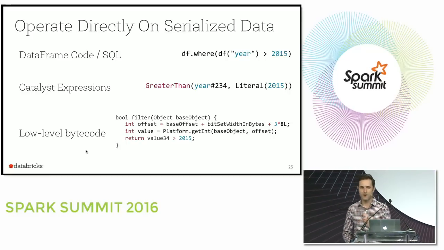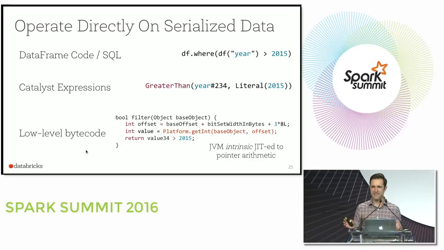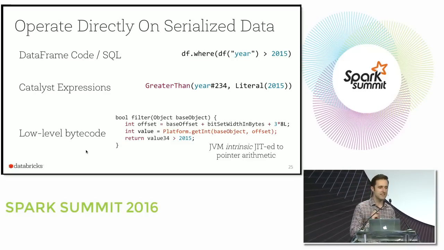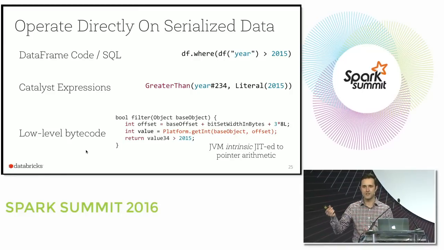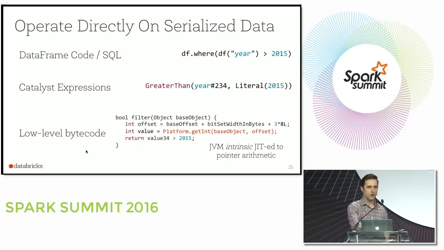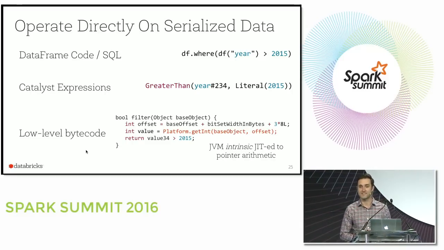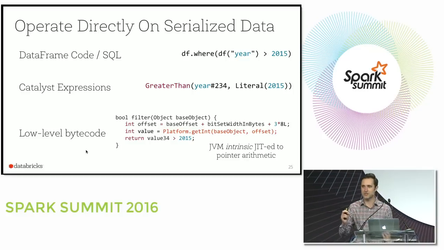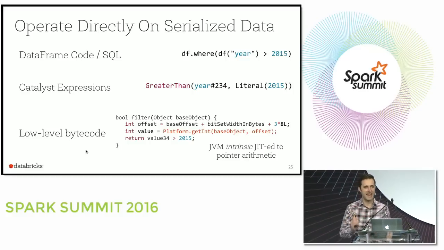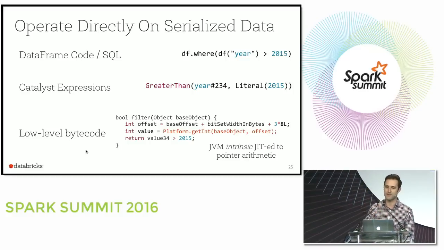And another kind of important detail here is that platform.getInt is actually what's called a JVM intrinsic. So what that's going to do is JIT down to assembly that's pretty close to doing pointer arithmetic. We took our code generator and compared it with some handwritten C++ code, and it turns out it's within 10 to 15% for a wide range of these types of predicates. So what that means is you're getting pretty close to bare metal without ever having to write anything lower level than just DataFrame code.